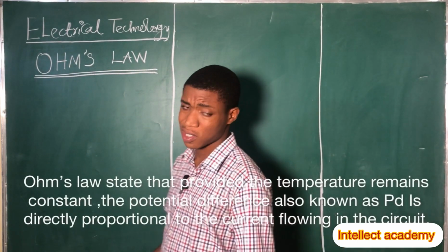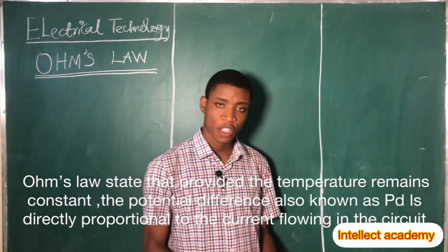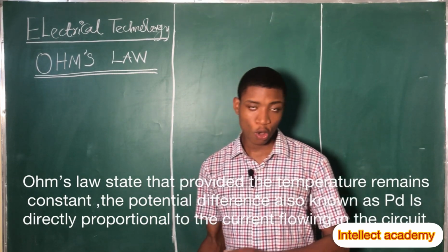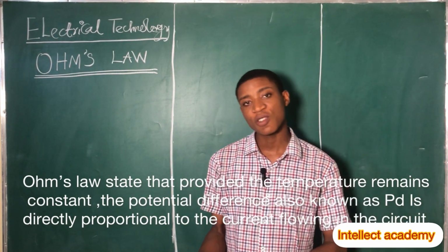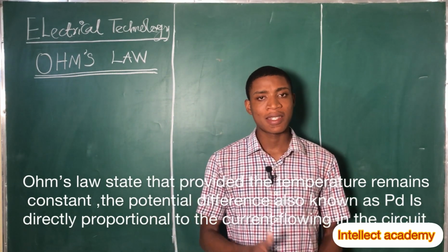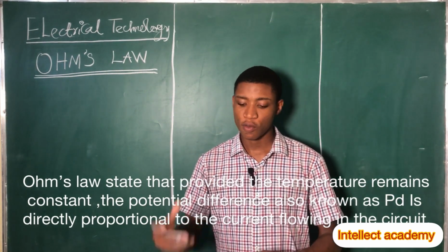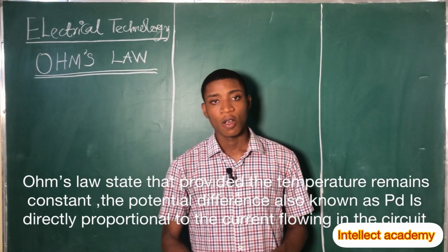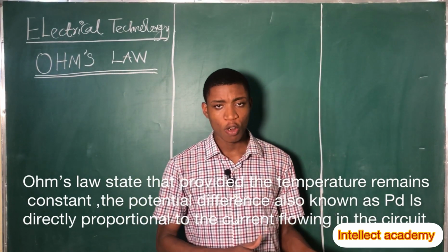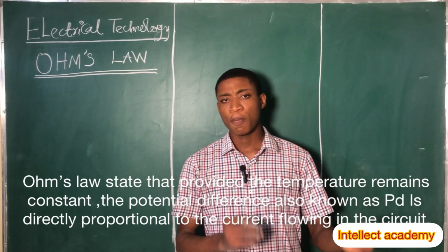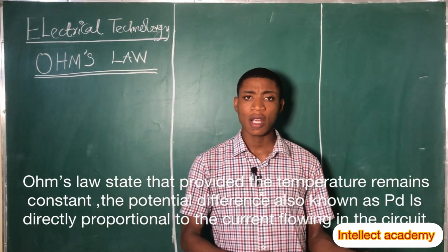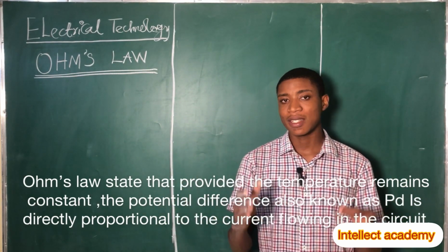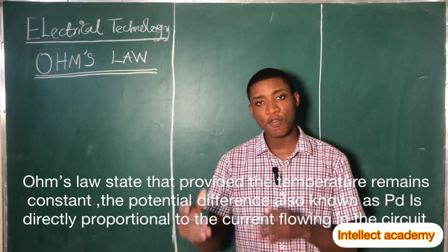Ohm's Law states that, provided the temperature remains constant, the potential difference, also known as PD or terminal voltage, in an electric circuit is directly proportional to what? The current flowing in the circuit. I come again. Ohm's Law states that provided the temperature remains constant, the potential difference, also known as PD or terminal voltage, in an electrical circuit is directly proportional to the current flowing through that circuit.